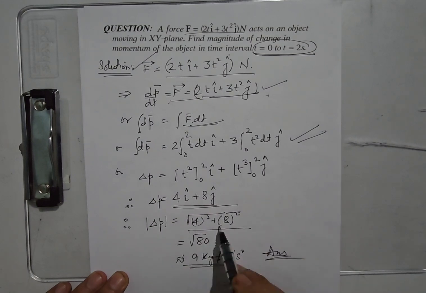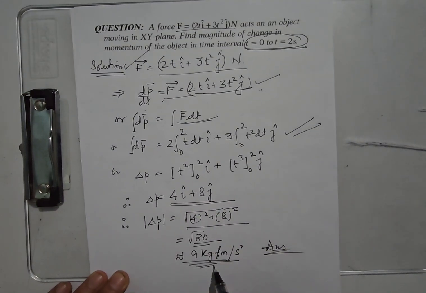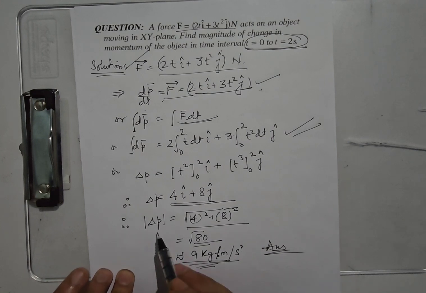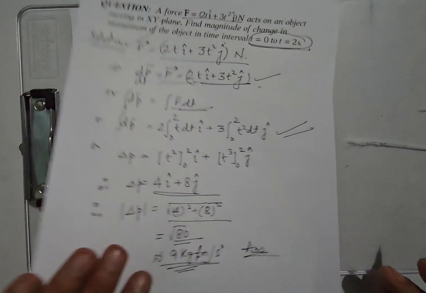So the magnitude would be the square root of 4 square plus 8 square, that is the square root of 80, around 9 kilogram meter per second. So this is the change in momentum. Okay, so this is a simple example.